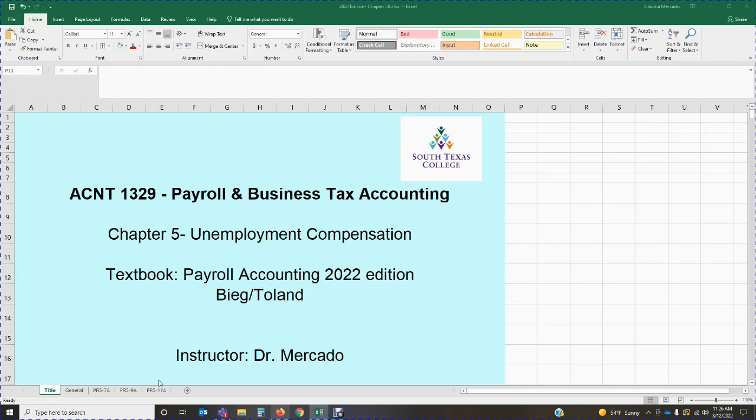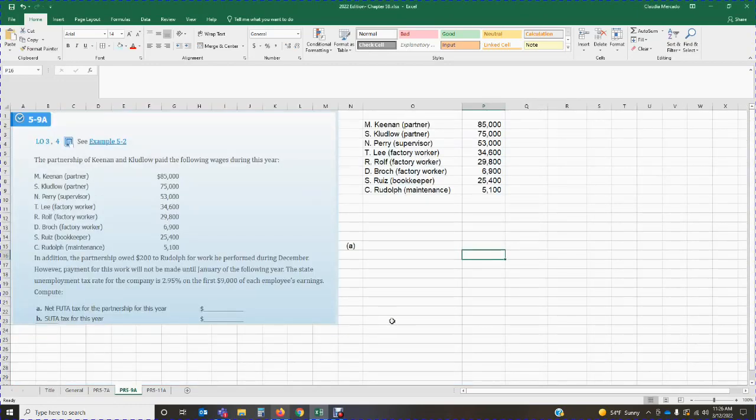The problem that we're going to be covering today is problem 5-9. The problem states the partnership of Keenan and Klutlow paid the following wages during the year. They paid $85,000 to Keenan, who is a partner, $75,000 to Klutlow, who's also a partner. Perry, a supervisor, got $53,000. Ali, a factory worker, $34,600. Rolf, a factory worker, $29,800. Brock, factory worker, $6,900. Ruiz is the bookkeeper, paid $25,400, and Rudolph works in maintenance, paid $5,100.